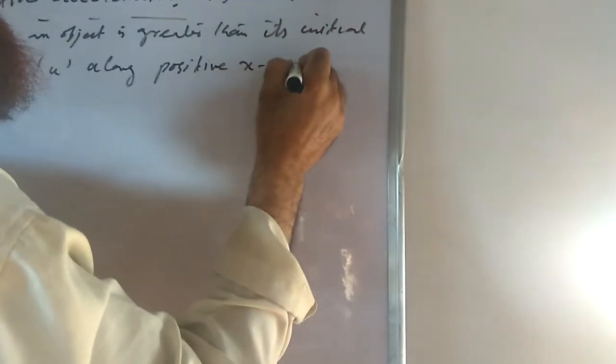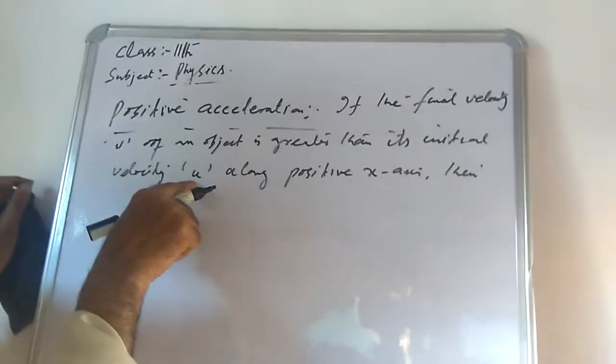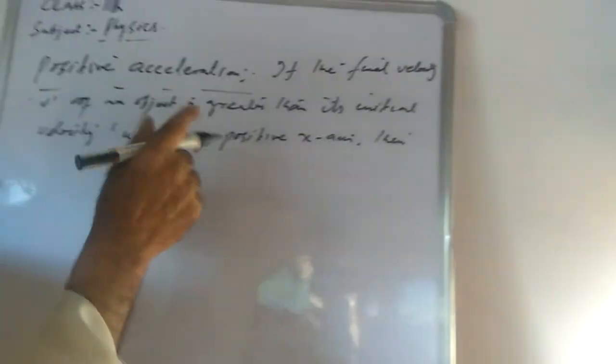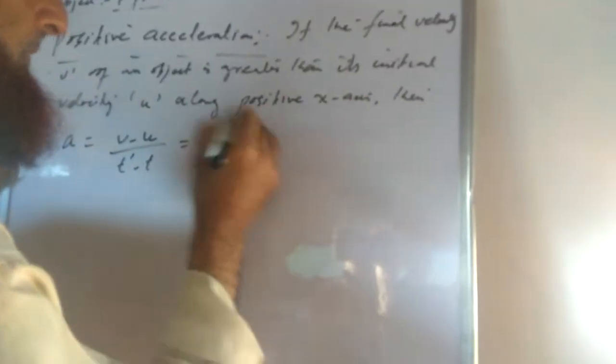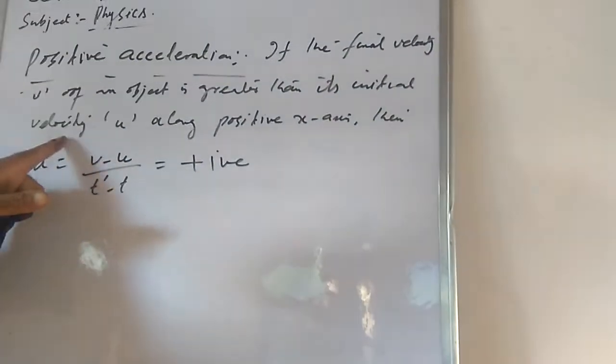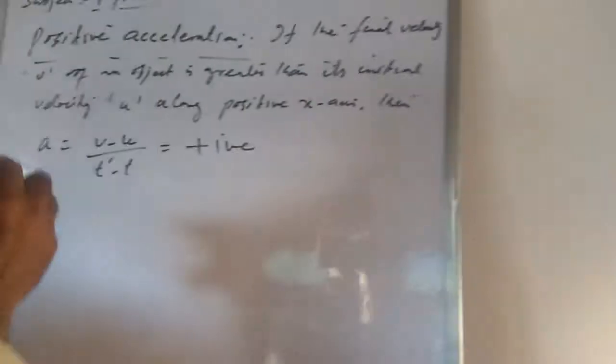along the positive x-axis. Now, dear students, there are two velocities, final velocity and initial velocity. The final velocity of an object is denoted by v and the initial velocity is denoted by u. If the final velocity v of an object is greater than its initial velocity u, then acceleration, v minus u divided by t dash minus t, is positive. At that time, we can say the acceleration is positive. And negative acceleration.